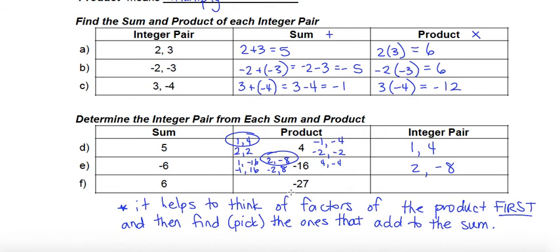So again, we have a negative product, so that means we have to have one positive and one negative. So what numbers multiply to give you 27? So we can have 1 and negative 27, or negative 1 and 27. And then what are the other numbers that will multiply to give you negative 27? Well, 3 and negative 9, or negative 9 and 3. So these are the only sets of numbers that will multiply to give us negative 27.